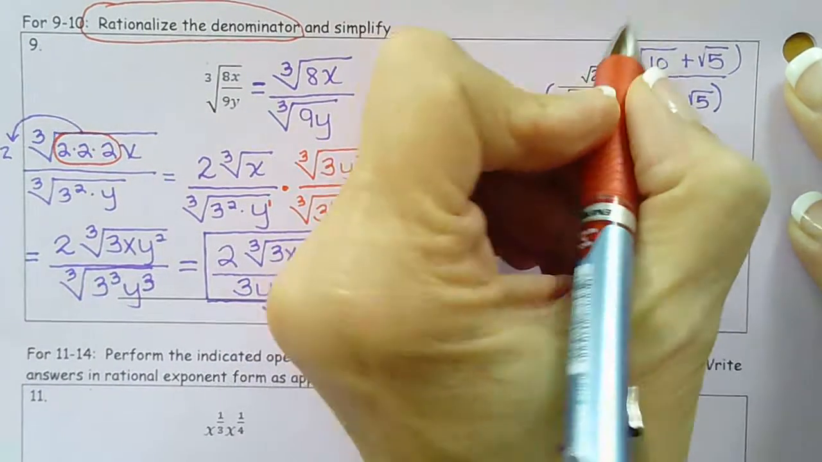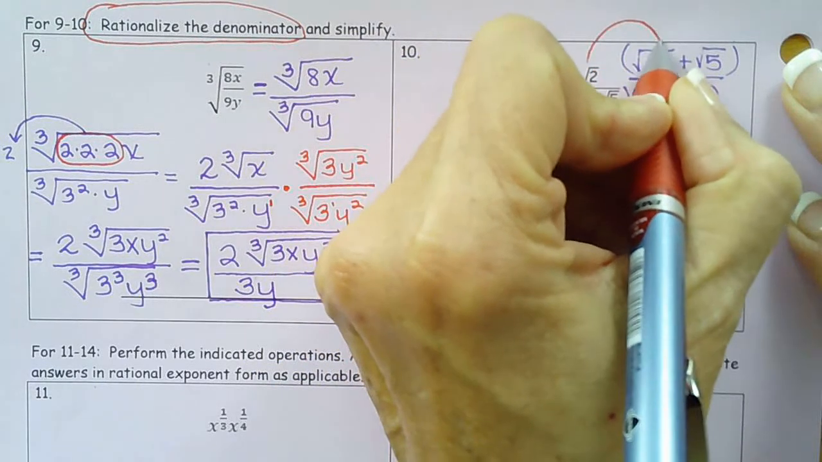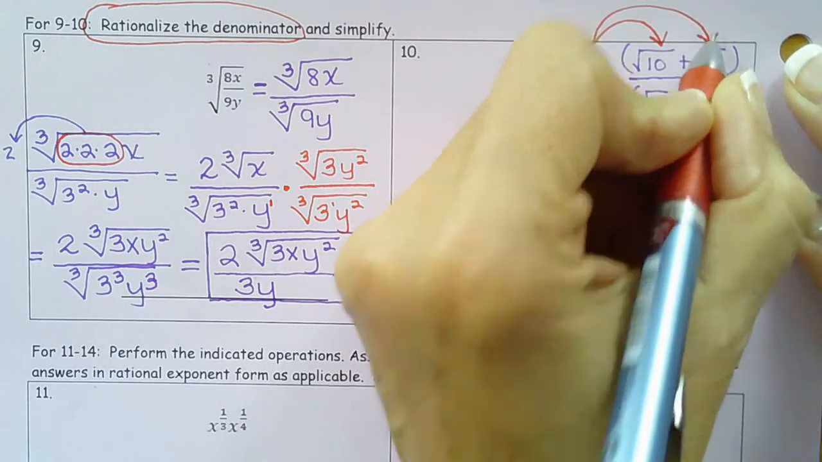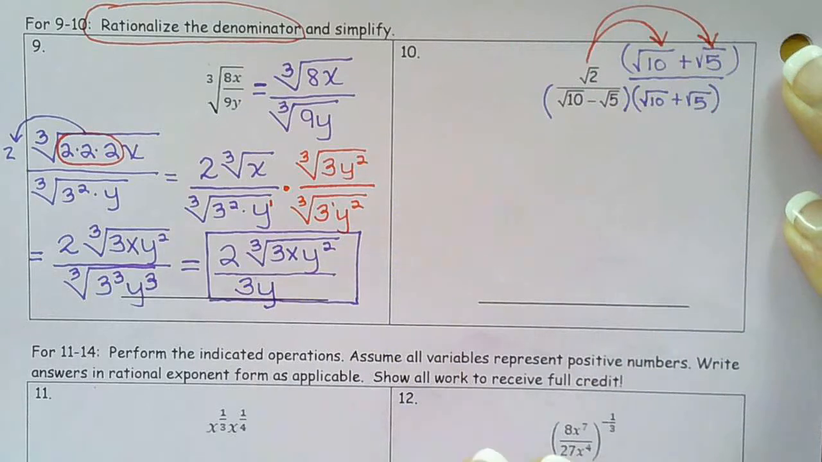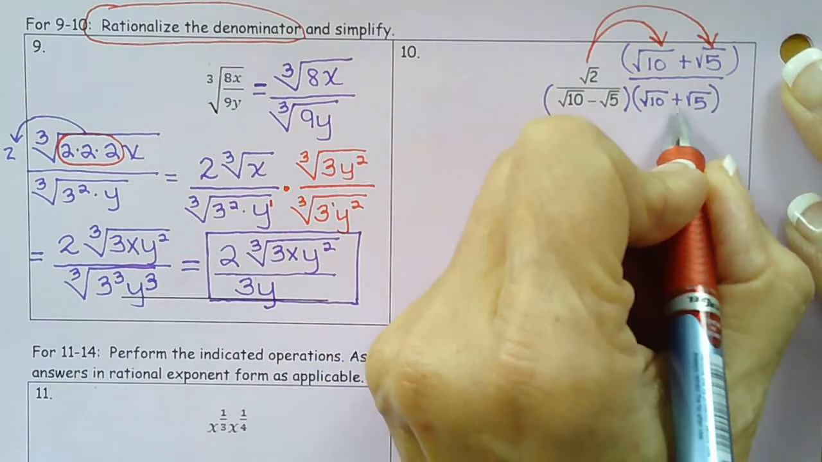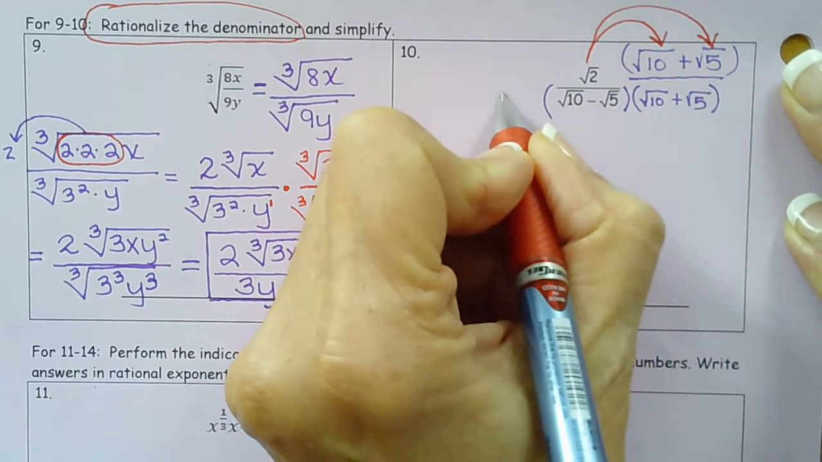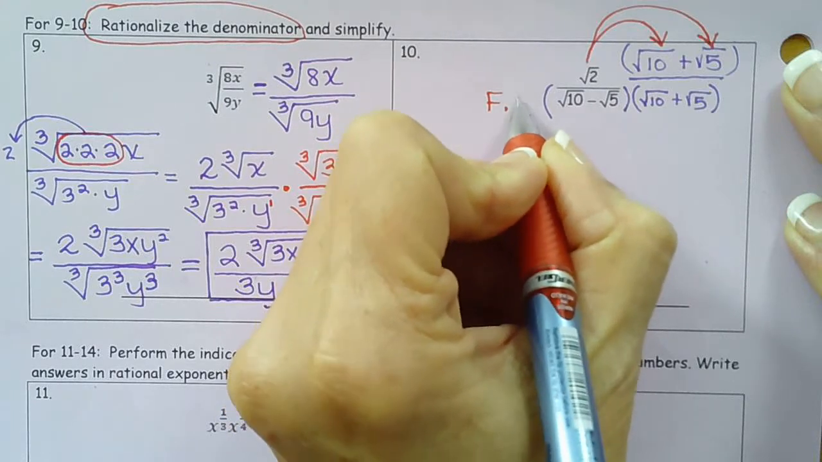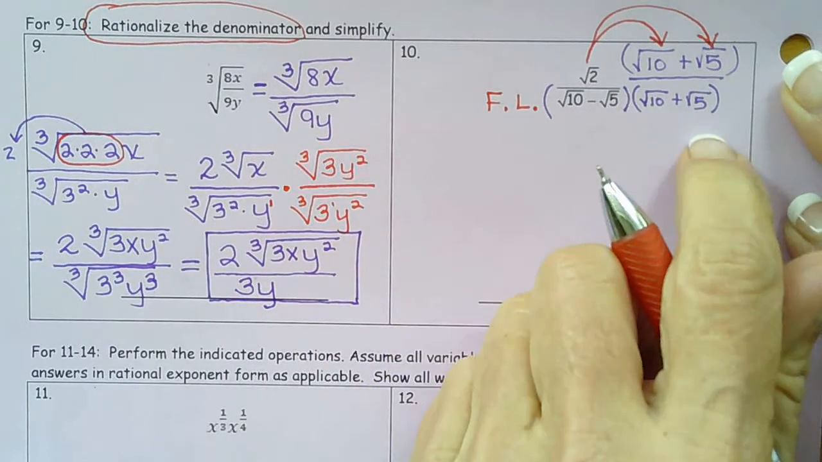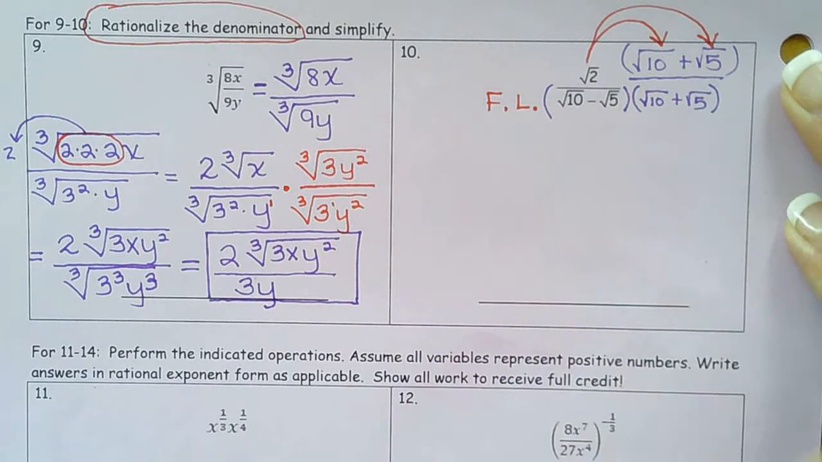So then we also learned that in the numerator, this is going to be a distribution problem. So this is going to be distributive. But in the denominator, because these are conjugates, we only have to do F and L. It's the only time you don't have to do the whole FOIL is when they're exactly the same, but one's minus, one's plus. So we only have to multiply the first terms and the last terms.